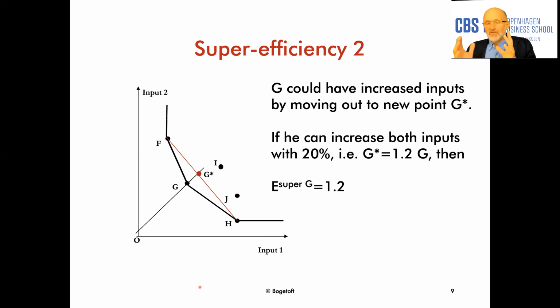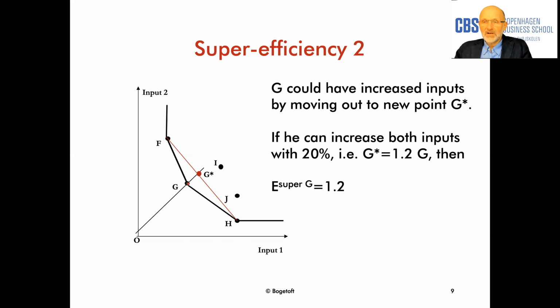So let me just give you the intuition, a graphical expression of what is going on here. Let's assume that you have some firms F, G, H, J, and I. They are the real firms. This red one is not a real firm. This is in input space, input 1, input 2. I'm looking at this firm here, K, and you see that it will get a Farrell input efficiency of 1, because you cannot reduce your input proportionally, because you're already sitting on the frontier.